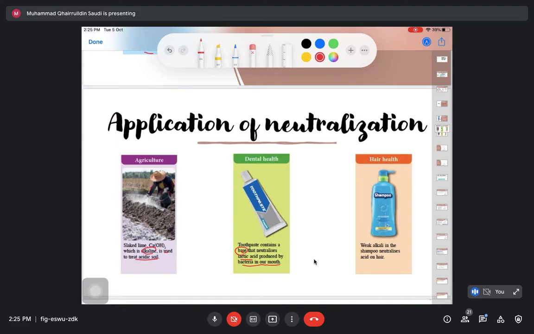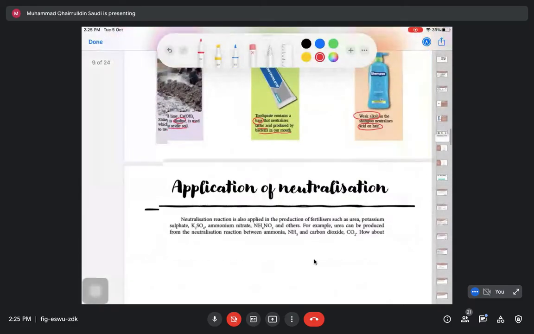And then hair health. Okay, weak alkali in shampoo neutralizes acid on hair. Our hair is usually acidic, so we usually use shampoo that is weak alkali to neutralize our hair.